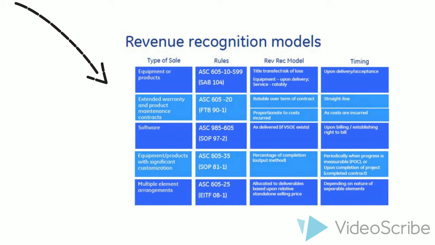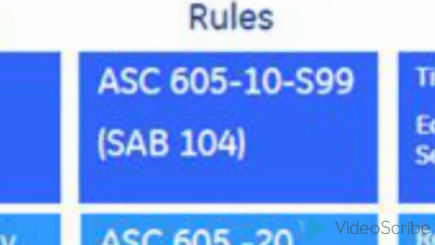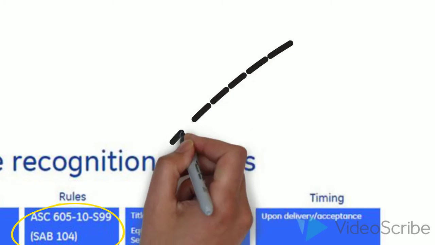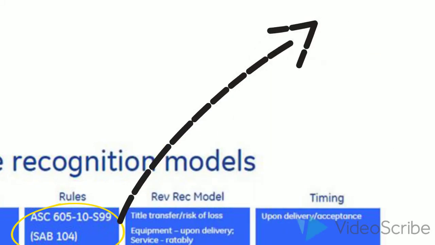The first is equipment or product, commonly referred to as ASC 605-10 or SAB 104. SAB 104 applies to sales of goods produced in standard manufacturing operation. Revenue is triggered upon complete transfer to the buyer of risks and rewards of ownership, title transfer, or risk of loss. Under SAB 104, 4 criteria determine when revenue may be recognized.